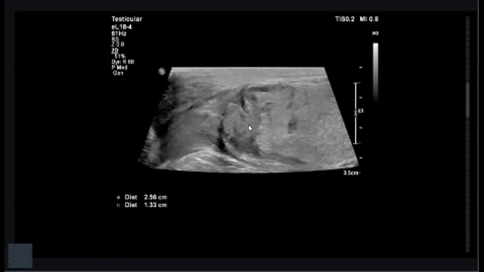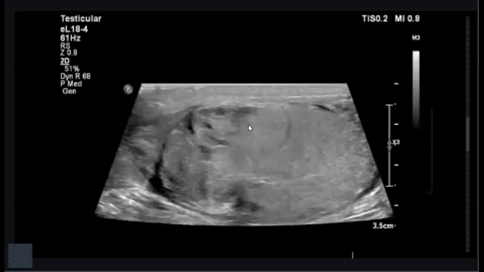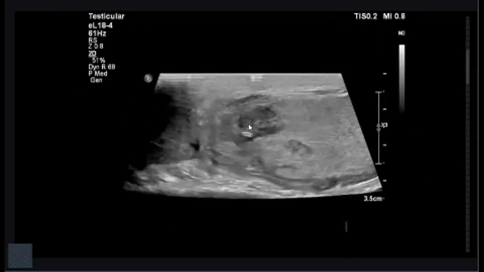The right testis appears heterogeneous, and the epididymis also appears heterogeneous, and low density hypoechoic areas are also seen in the epididymis. I will also see the color Doppler, but this appears to be epididymo-orchitis on the right testis probably, because markers are not seen here.